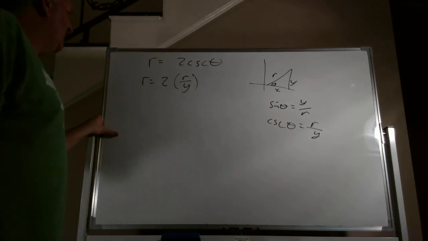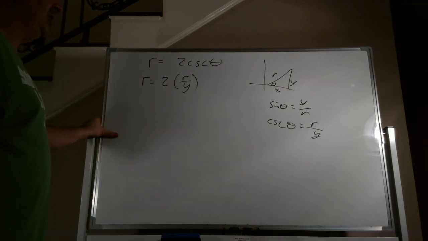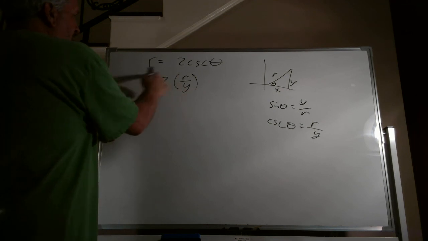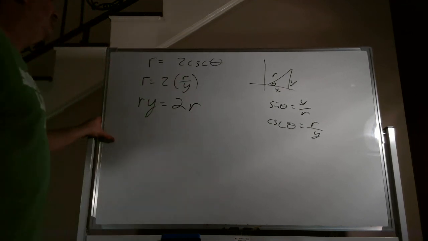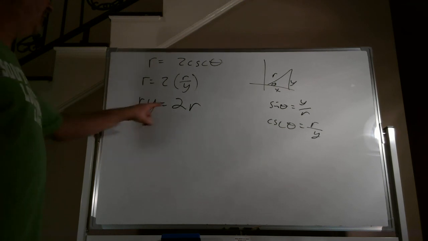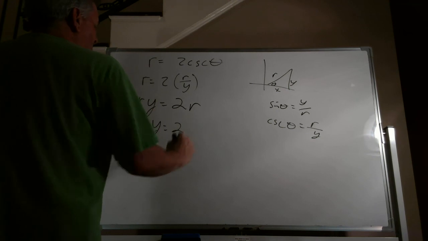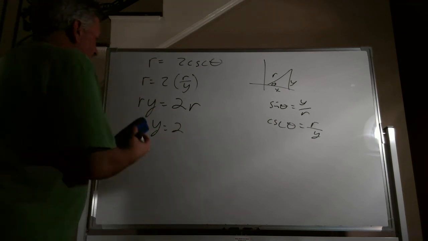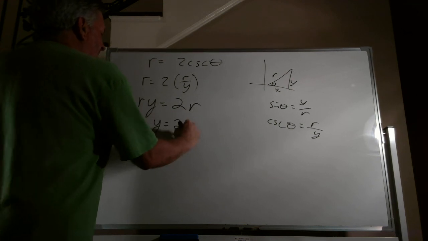Now you may say, well, wait a minute. We're trying to go to x's and y's, and you still have r's in the problem. Well, let me do one thing at a time. Let me get rid of the fraction. Multiply both sides by y. You get ry is 2r. And then you have an r on both sides, and if you divide both sides by r, you get y is 2. Okay? So notice I eventually did get rid of the r and the theta.